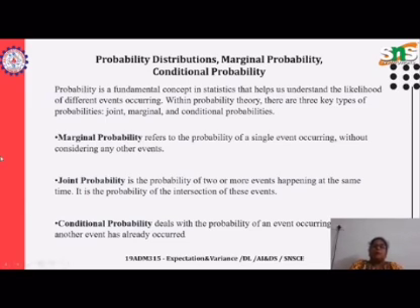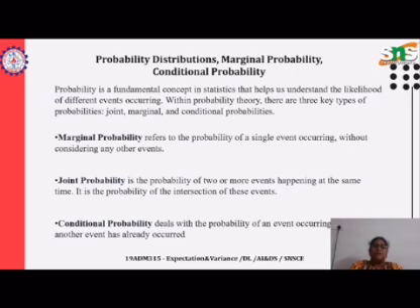It is the probability of the intersection of these events. Just as we study joins in set theory, the same concept applies here. In set theory we study A union B and A intersection B, right? So the same concept: joint probability is the probability of two or more events happening or occurring at the same time.